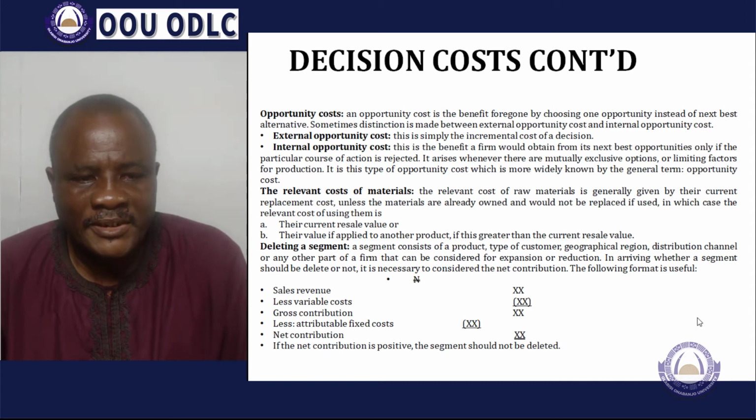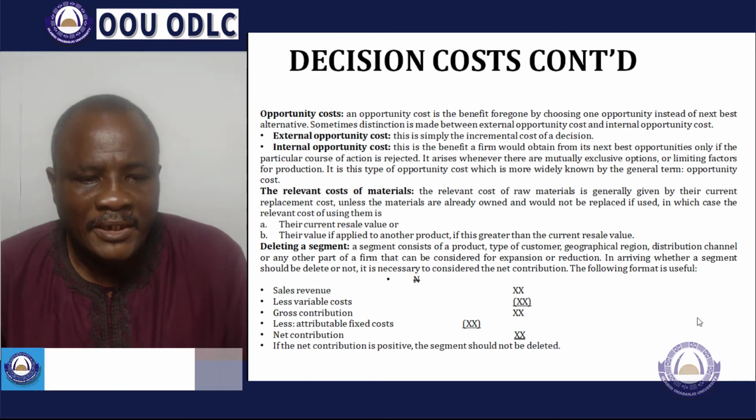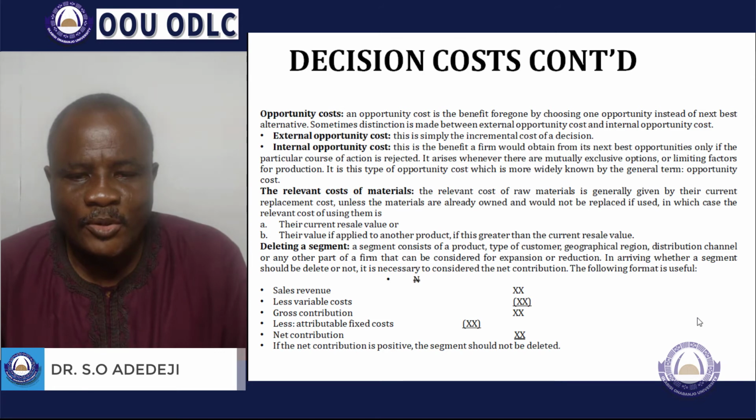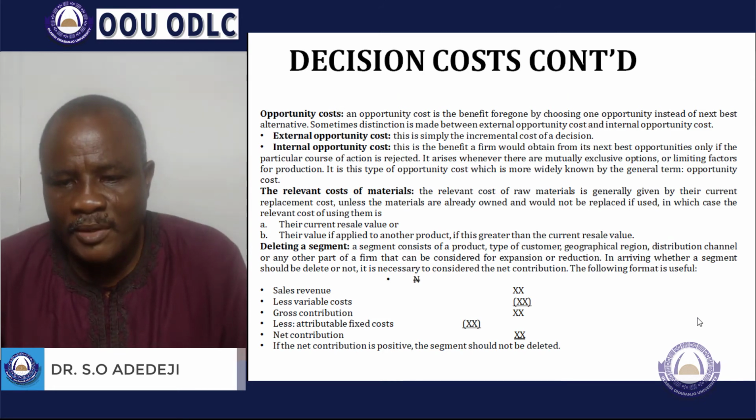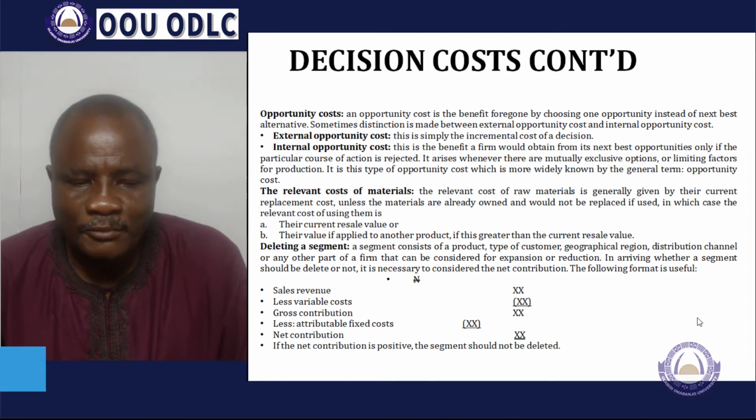Another decision cost is the division of a segment. A segment consists of a product, type of customer, geographical region, distribution channel, or any other part of a firm that can be considered for expansion or reduction. Therefore, in order to arrive at whether a segment should be deleted or not, it is necessary to consider the net contribution. So we use the format below.